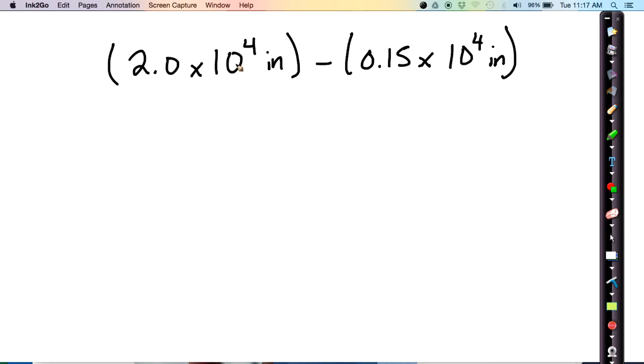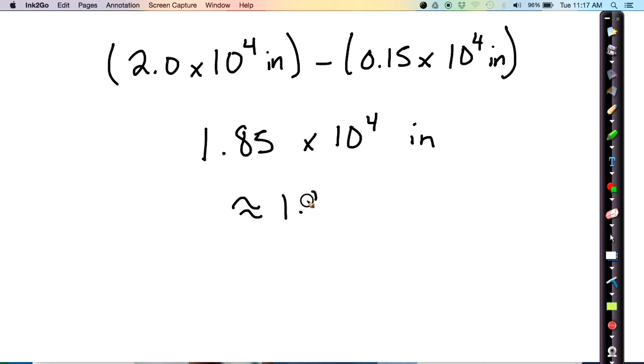Same thing, because we have converted such that the exponent is the same for both measurements, all we have to do is subtract the coefficients. So 2.0 minus 0.15 is 1.85, and we keep times 10 to the 4th inches, and we are done. And with sig figs, this would round to 1.9 times 10 to the 4th inches. But again, don't worry too much about that right now. Just focus on the process of adding and subtracting numbers in scientific notation.